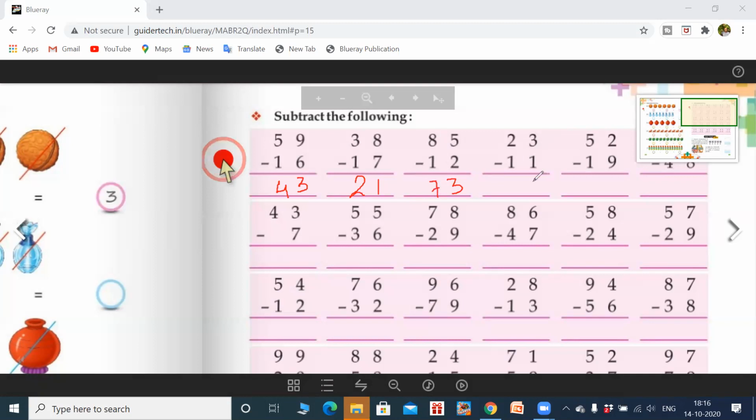3 minus 1, 2. 2 minus 1, 1. Now 9 cannot be subtracted, so you borrow from 5. It becomes 12, and 5 becomes 4. So 12 minus 9, that is 3, and 4 minus 1, that is 3. 33.